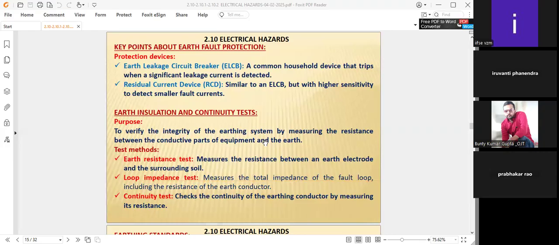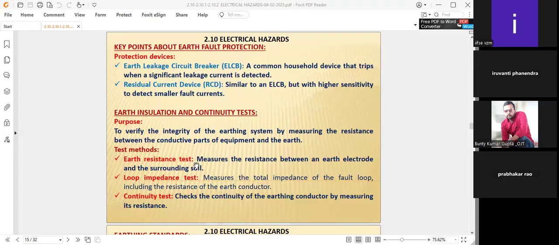Whether your earthing mechanism is working perfectly, or the ELCB is working well, or the RCD is good, how do you test it? We cannot wait for the earth leakage circuit breaker or the residual current device to trip or function. Before that, we have to do the earth resistance test, the loop impedance test, and the continuity test. These are the three tests under earth insulation and continuity testing.